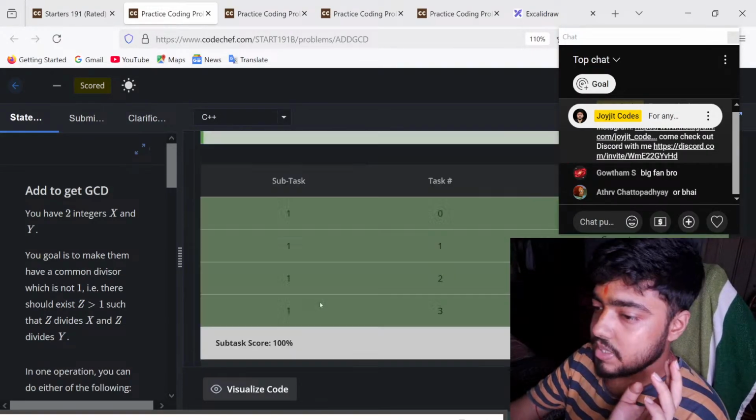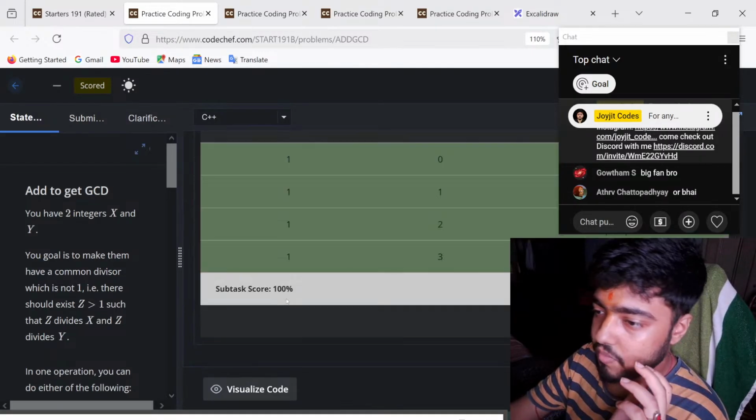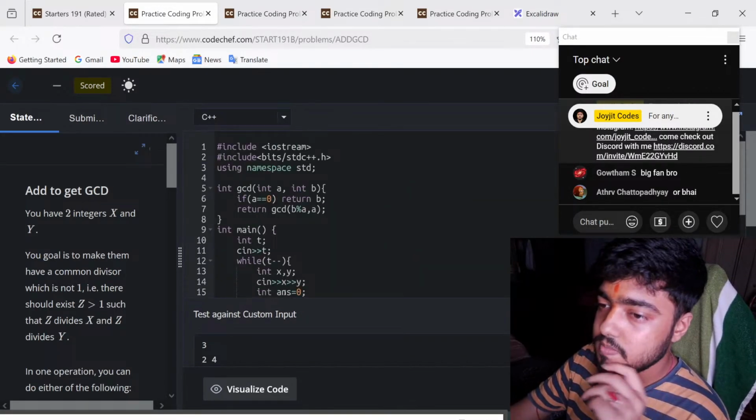Okay. So is there any doubt on this? It is an accepted solution for your group. So is there any doubt on this?